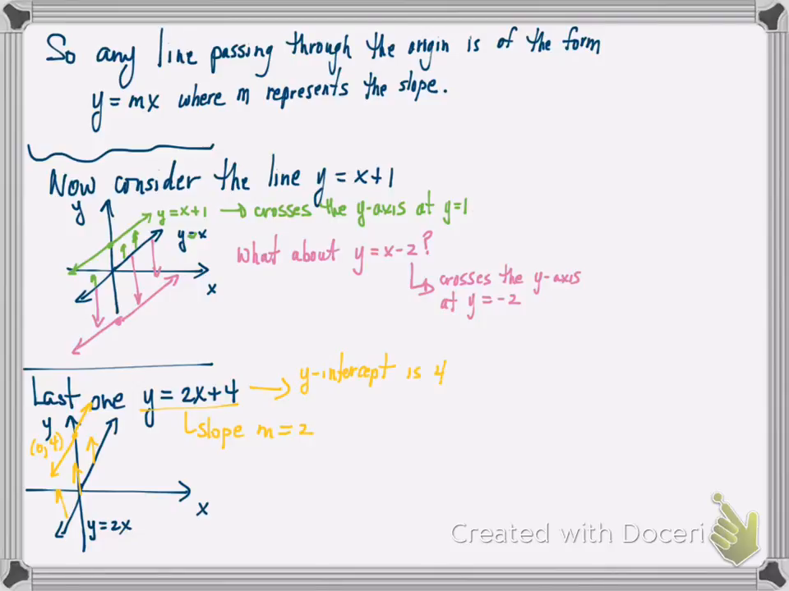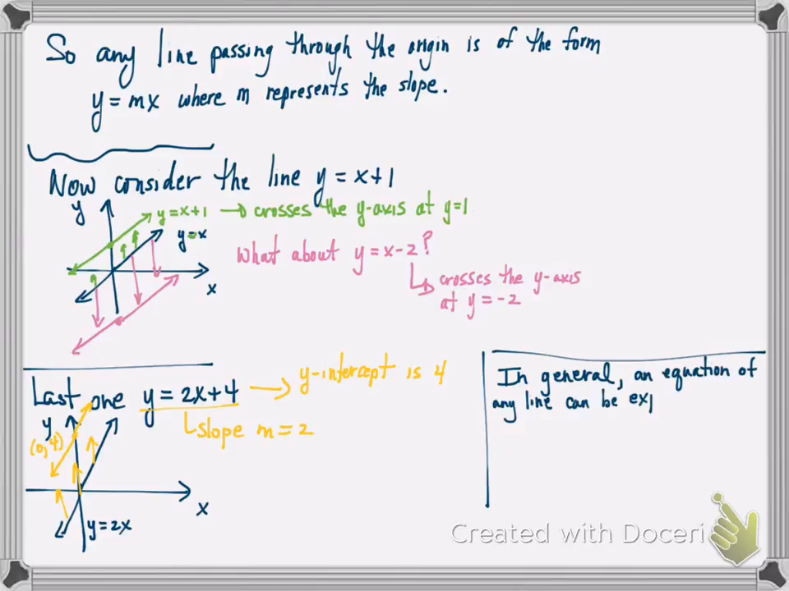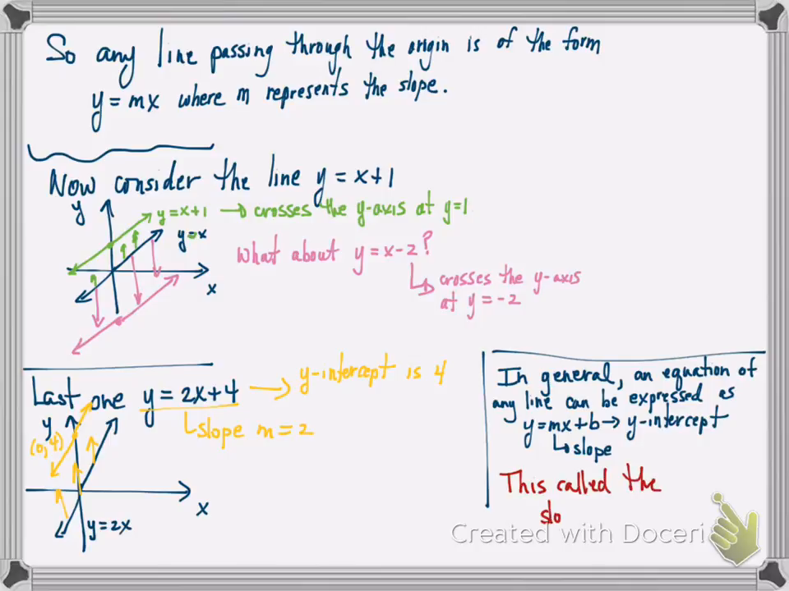So here, my slope is 2, and where it crosses the y-axis, called our y-intercept, is 4. So in general, an equation of a line in the form y equals mx plus b, this m represents our slope, and b represents the y-intercept, the place where it crosses the y-axis. This is called the slope-intercept form of a line. Very important.